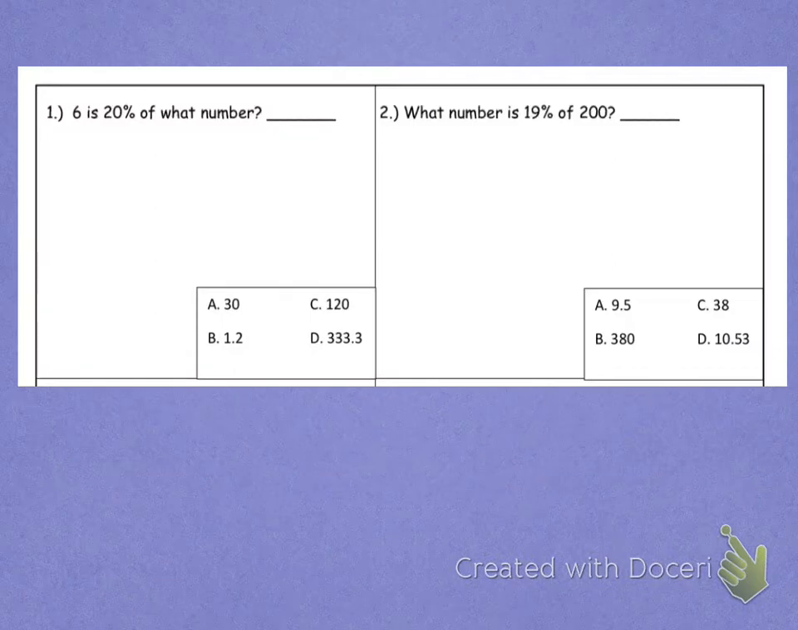So looking at numbers, just look at number one. Number one says 6 is 20% of what number? So of means x, okay? So remember our is over of equals percent over 100, okay? I do want you to press pause already, and I want you to set this up and solve it, and then you can check to see if you are correct when you have finished.